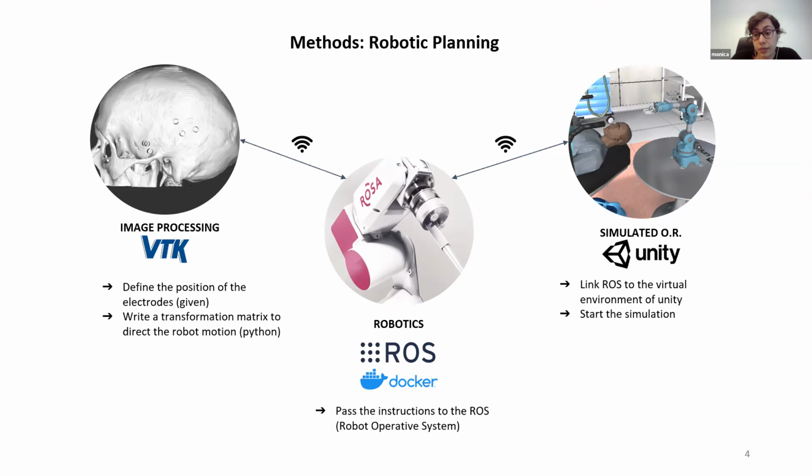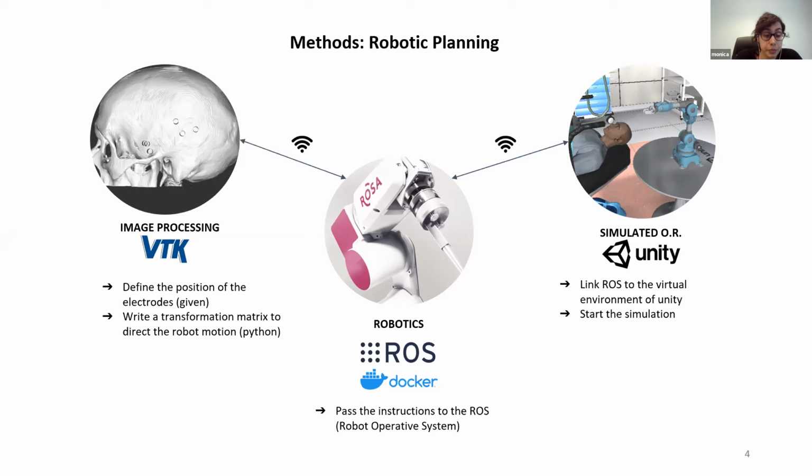We installed different tools. One was Unity. So this is a game engine, and so we can simulate a virtual environment. Here you can see the patient and the robot. Then there is the robot operating system called ROS, and ROS and Unity have to communicate, so to exchange information, and this has been achieved through the use of Docker.